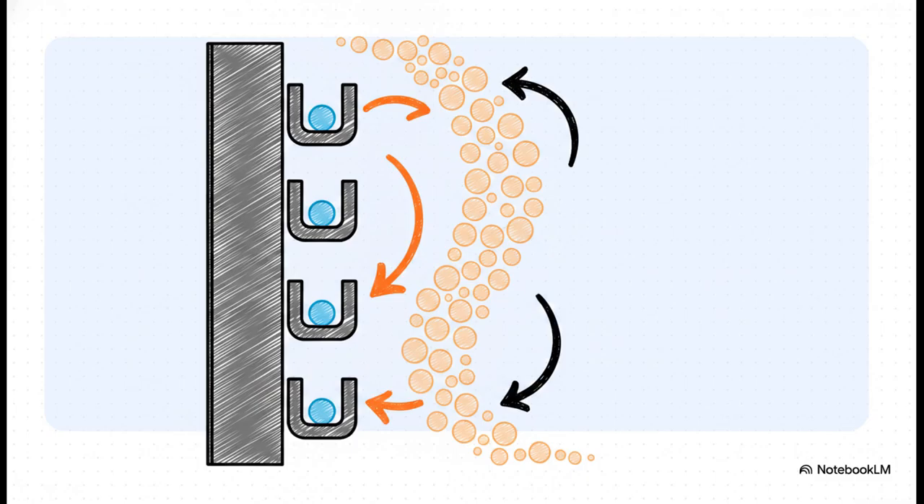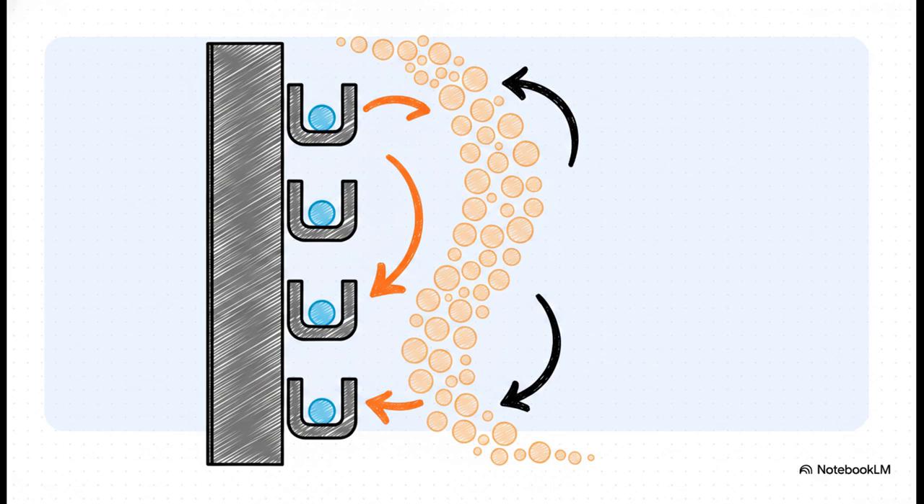So if we want to separate positively charged cations, we use a stationary phase packed with negatively charged sulfonate groups, and we push an acidic mobile phase right through it. On the flip side, if we want to separate negatively charged anions, we use a stationary phase with positively charged quaternary ammonium groups, and we push a hydrated carbonate mobile phase through it.